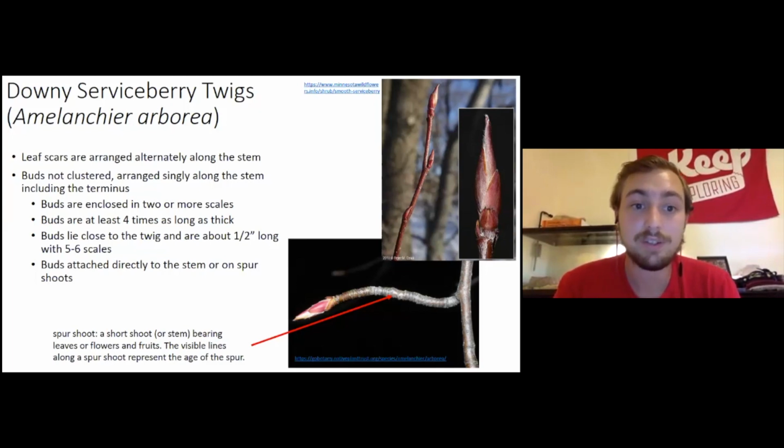They lie close to the twig, as we see here, like almost being pushed up against the twig, in a very reddish stem, and we get to see these tiny white lenticels as well. So you can kind of guess the age of this stem by just counting these little lines on the spur shoot, and that just gives a good indication of how old your plant is.